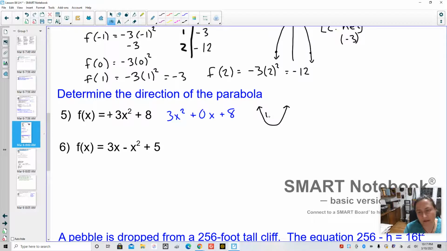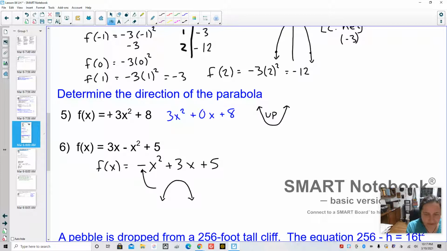Okay. This one I do need to rearrange. So this is going to end up being f of x is negative x squared, and there's your answer already, plus 3x plus 5. That negative leading coefficient, right? That's really a negative 1, is going to make it open down. Okay. All right, so we don't know much more about those right now, but what we do know is that when we graph them, one will open upwards and the other will open downwards.